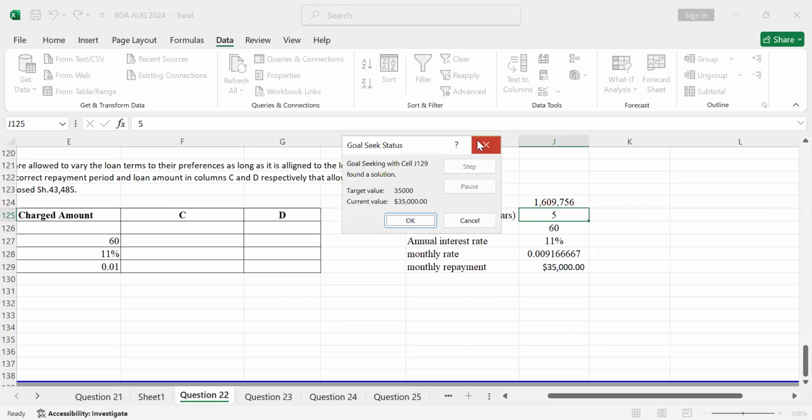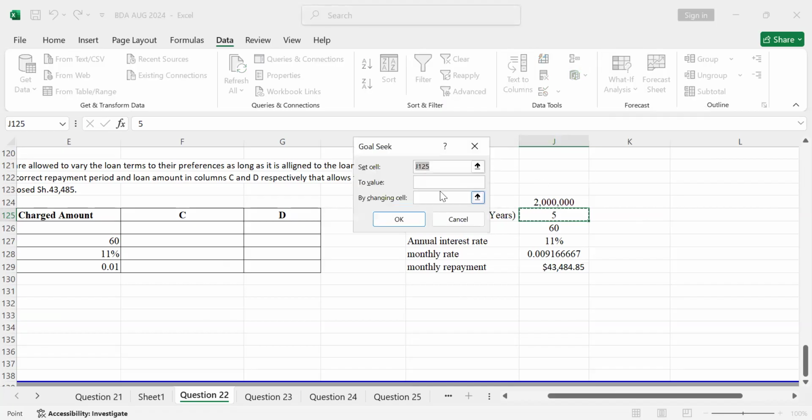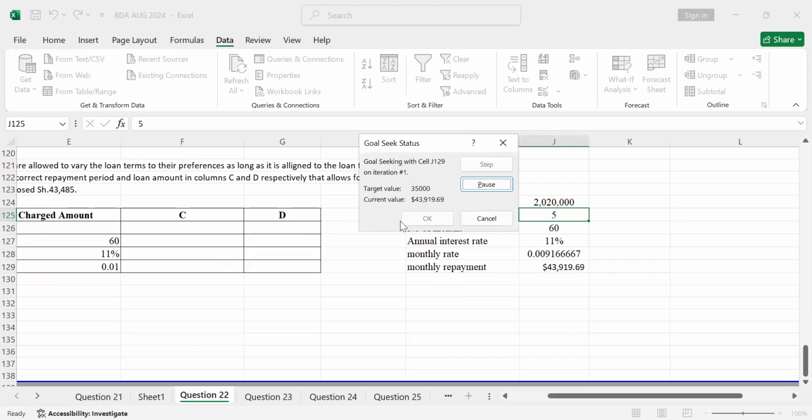Sorry, let me repeat again. I go to What-if, this one, Goal Seek. So this is J125. The amount that will be changing is not that one, it is this one. We want it to change to 35,000, by changing which cell? We want to change the loan amount, because it's what we want to know, how much you'll be paying. Then I can click OK.